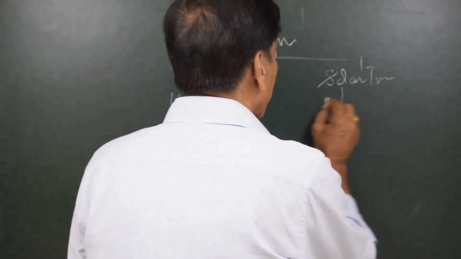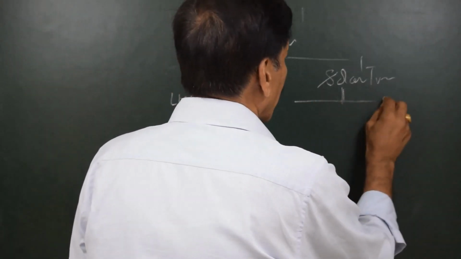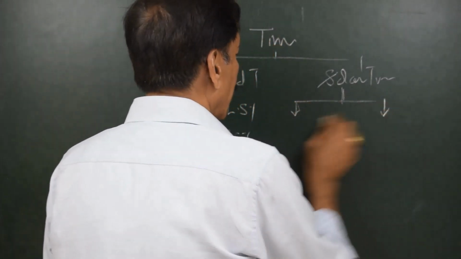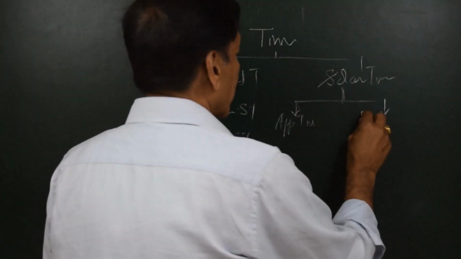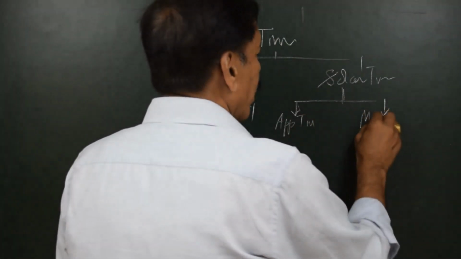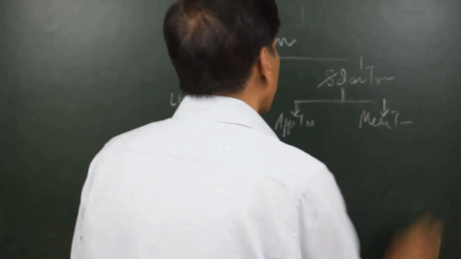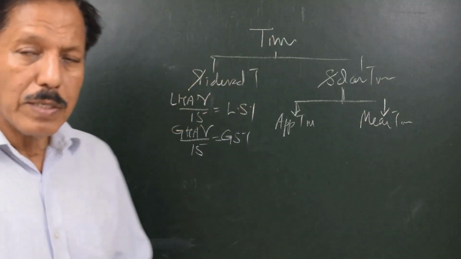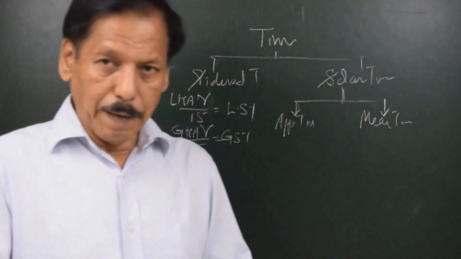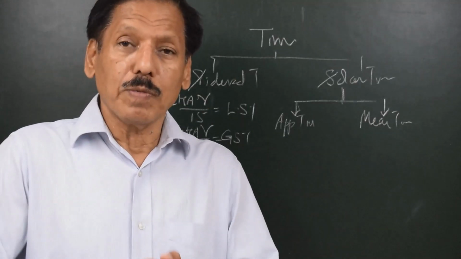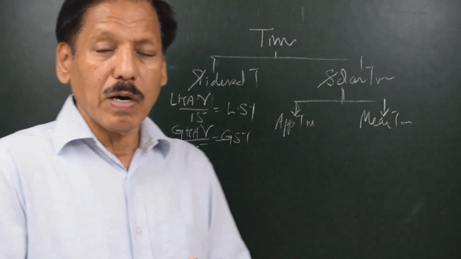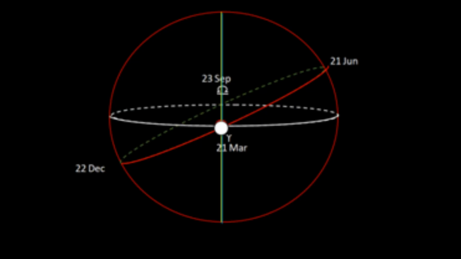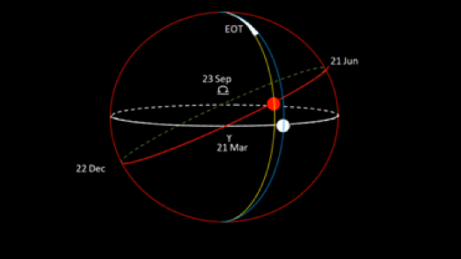Solar time is of two types once again: apparent time and mean time. I sometimes ask the students, how many suns are there in the sky? You won't be surprised, you get funny answers like true sun, mean sun, apparent sun, real sun and dynamic sun.